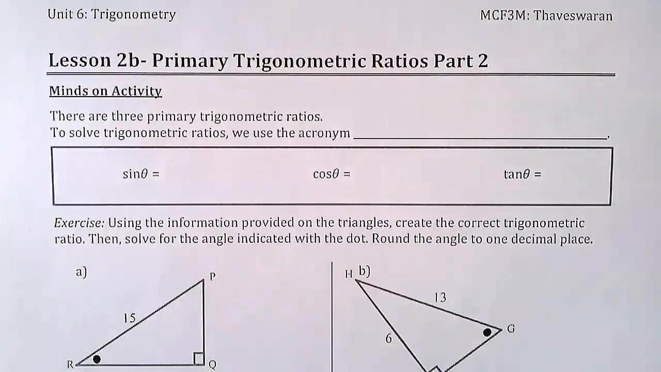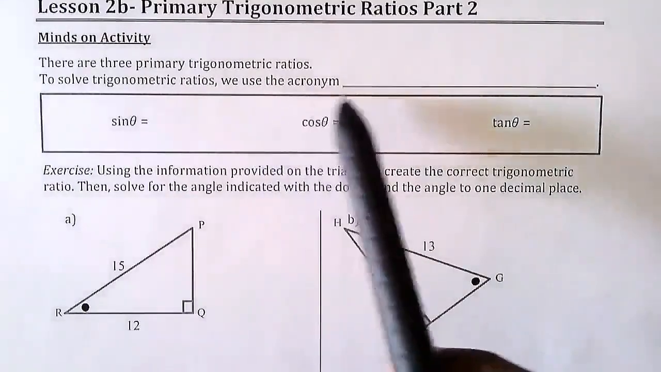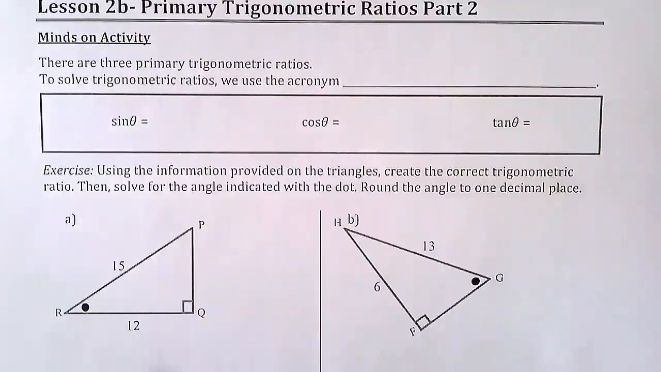Before we do that, I do have a minds-on activity here. I'm not going to waste time in the video going through it, but this should be great review from last class. So the first thing is to write out the acronym we use for the primary trig ratios, write them out for yourself, and here, using the information provided, create the correct trigonometric ratio, then solve for the angle indicated with the dot, round the angle to 1 decimal place. So pause the video now, try this as a review exercise. Once you play it, I'll have the answers on so that you can compare your answers before we move on to the new material.